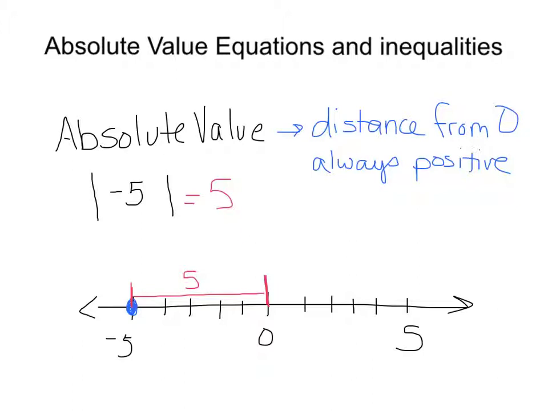What other value is 5 spaces away from 0? Well, continuing this thought, if I go 5 spaces in a positive direction, I can also say that +5 is 5 spaces away from 0. So the absolute value of 5 is also equal to 5. Why am I reviewing this? Let's look at equations first.